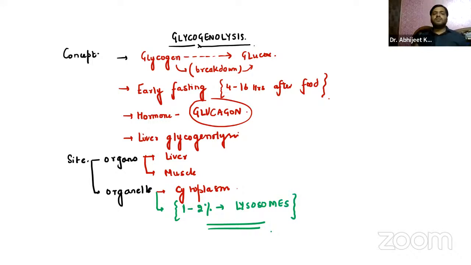Now, the site, the organs, organelle, the hormone which is active, the concept and definition, all this in a very short form we have discussed. Other things are all curated in a very good format in the notes in the Auricle app.